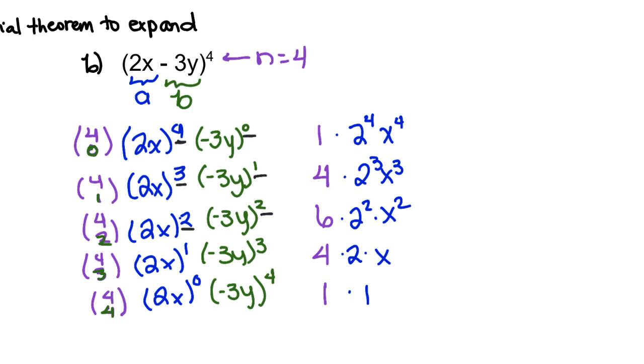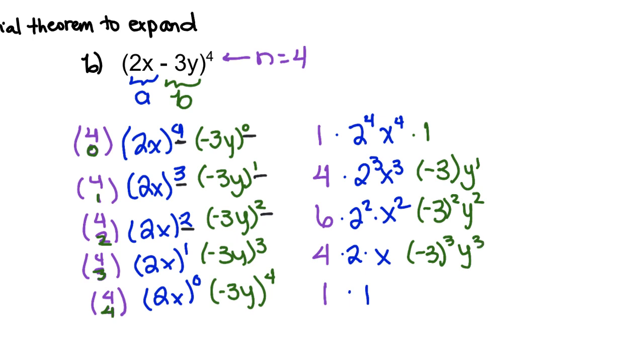And then we do the y pieces. So anything to the 0 power is 1. Then I have negative 3 y to the first. Negative 3 squared y squared. Negative 3 cubed y cubed. Negative 3 to the fourth y to the fourth. So you need to understand properties of exponents and how those work. Then we can basically type everything into the calculator that's a number.